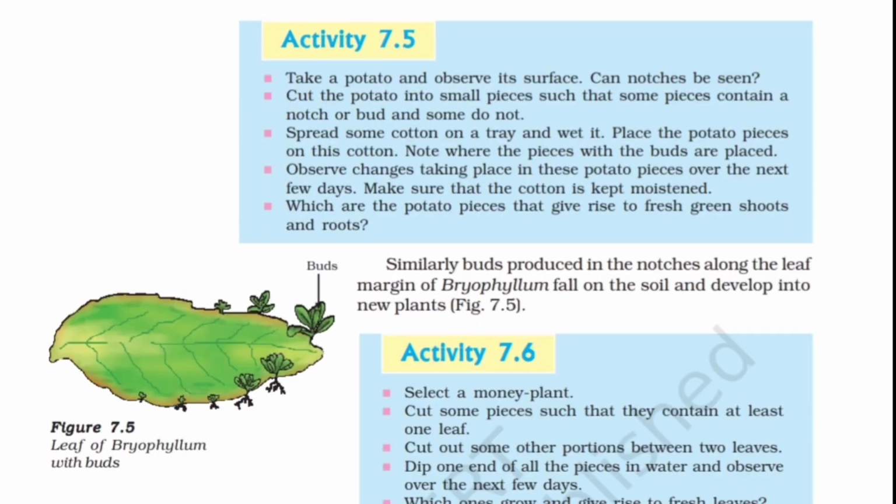Activity 7.5. Take a potato and observe its surface. Can notches be seen? Cut the potato into small pieces such that some pieces contain a notch or bud and some do not. Spread some cotton on a tray and wet it. Place the potato pieces on this cotton.